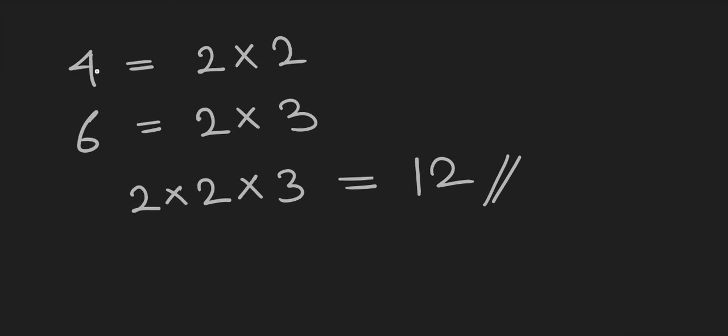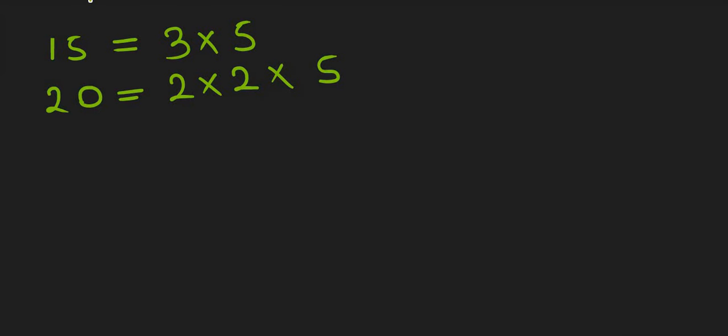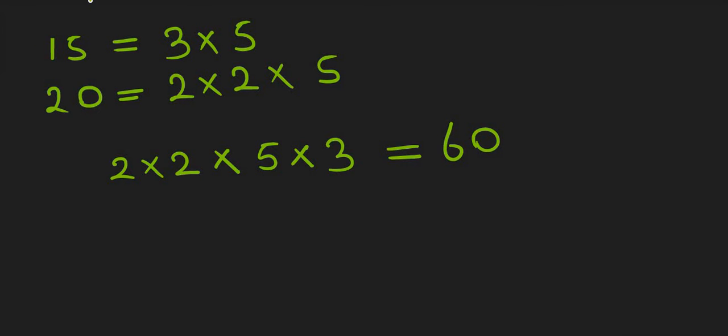Let's work out some more examples. Now consider 15 and 20. 15 can be prime factorized as 3 into 5. 20 can be prime factorized as 2 into 2 is 4, 4 into 5 is 20. Now the most number of 2's found in one number is 2 into 2. The most number of 5's found in one number is 5, because both the numbers have one 5. And the most number of 3's found in one number is 3. Therefore, 5 into 3 is 15, 15 into 2 is 30, 30 into 2 is 60. So that is our LCM.